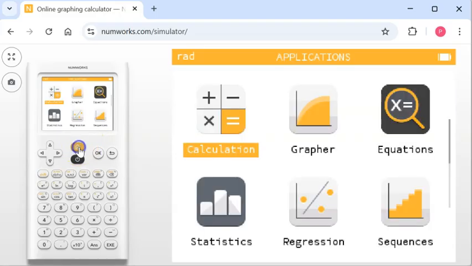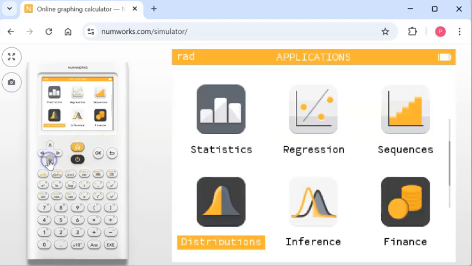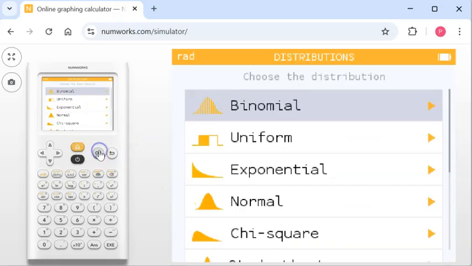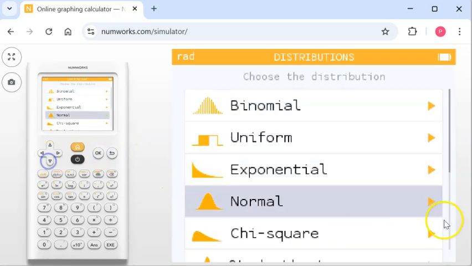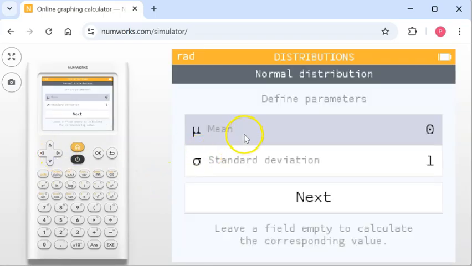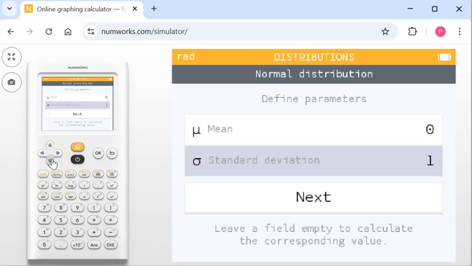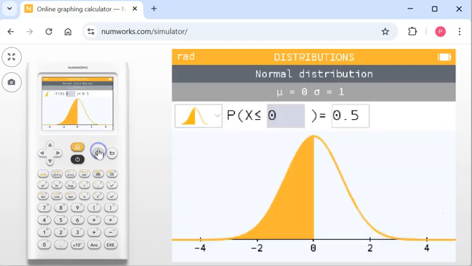So we're going to go to the home, go down to distribution, and hit OK. We're going to select normal distribution because we know the central limit theorem says that the sampling distribution of the mean is going to be approximately normally distributed. And then we're going to give it a mean of 0 and a standard deviation of 1 because we want to use z-scores. In order to use z-scores, you have to do a mean of 0 and a standard deviation of 1. And then we're going to hit next.